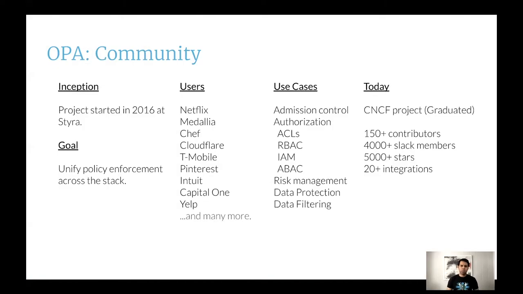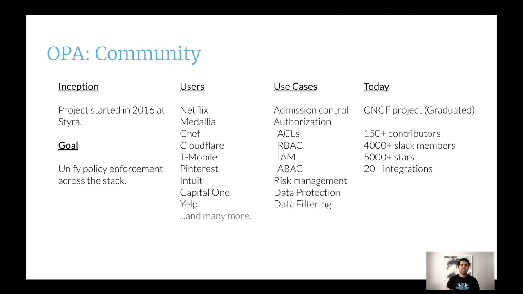Before we look at what OPA is, let's look at OPA's community. The Open Policy Agent was started in 2016, and the goal of the project has been to unify policy enforcement across the stack. One of the earliest adopters of OPA was Netflix, and they've been using OPA for authorization over their gRPC and HTTP APIs. And companies like Pinterest, Intuit, Capital One, and many, many more use OPA for a variety of use cases like admission control, RBAC, ABAC, data filtering, and so on.